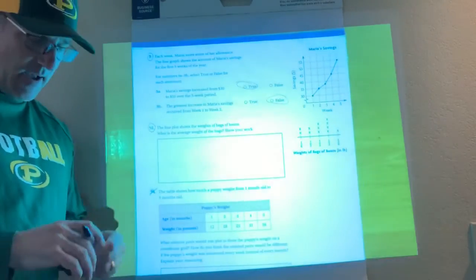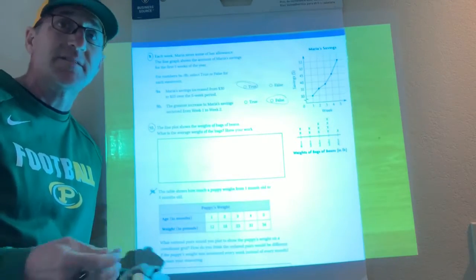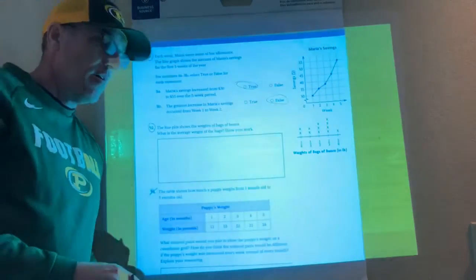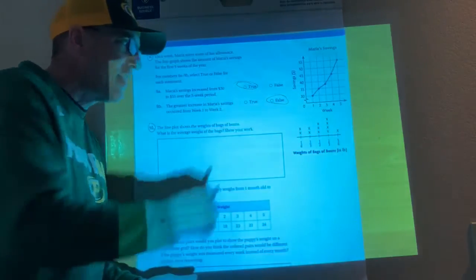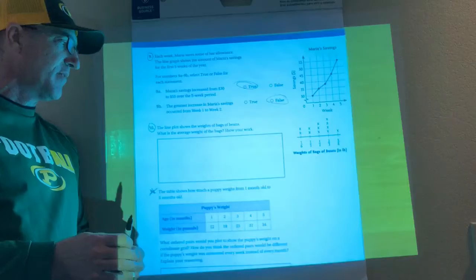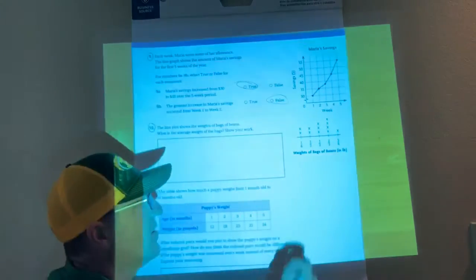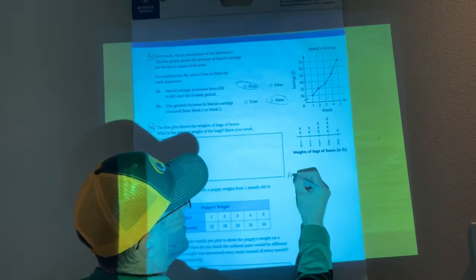Here's the last part, and you're gonna need paper. I allow this thing called scratch paper on the test, but I mean, just have a piece of paper next to you too. But when we're adding all this up, so the question is, the line plot shows the weights of bags of beans. What is the average weight of the bags? So average for us is gonna be the mean.